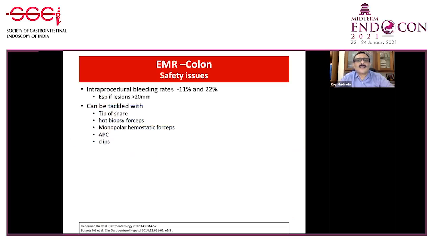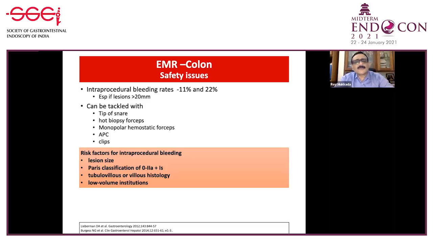Now, regarding the safety issues, the intra-procedural bleeding rate is around 11% to 22%, especially if the lesions are more than 20 millimeters. This can be tackled with the tip of the snare, hot biopsy forceps, monopolar hemostatic forceps, APC, clips, etc.